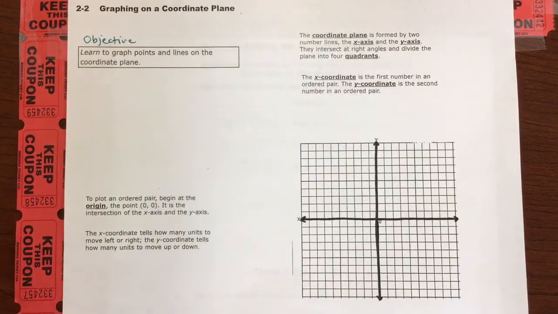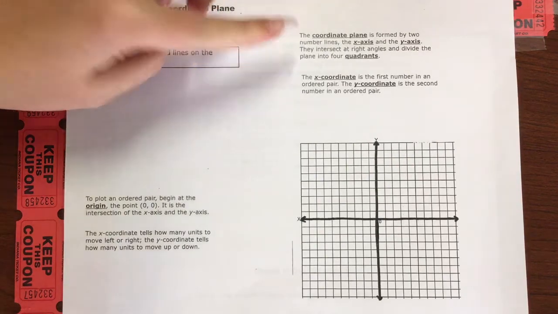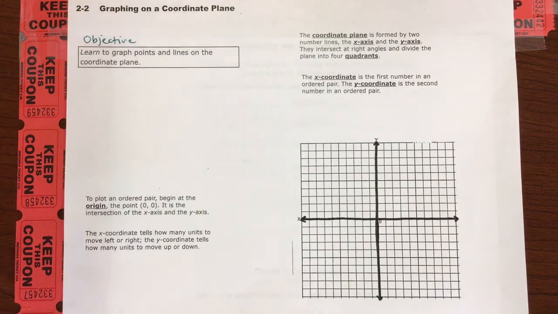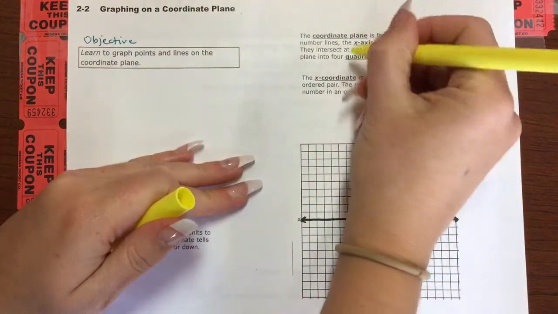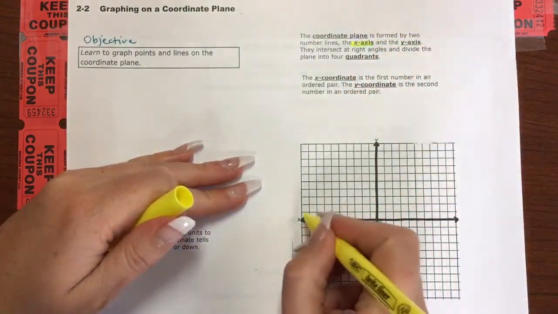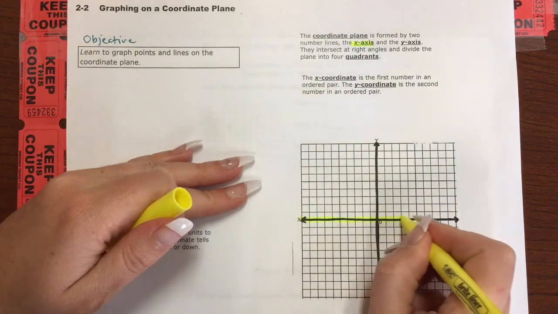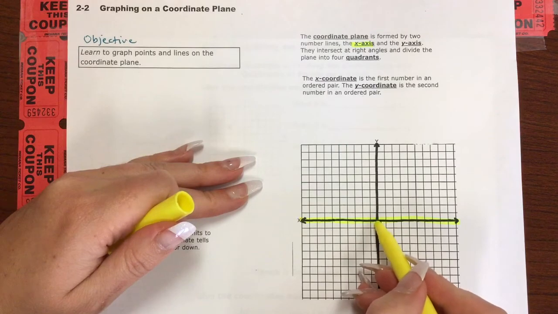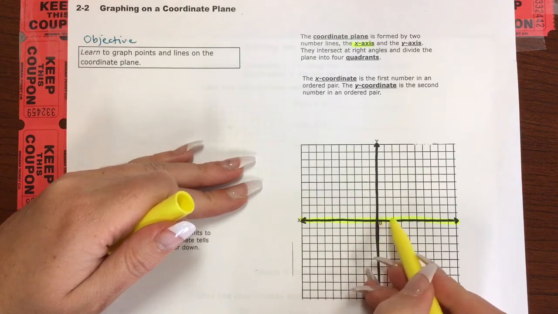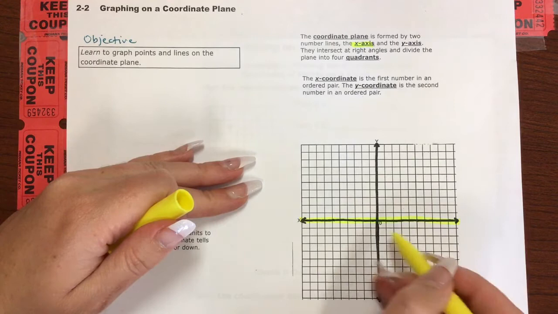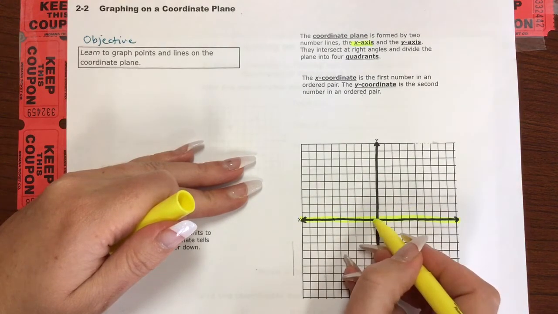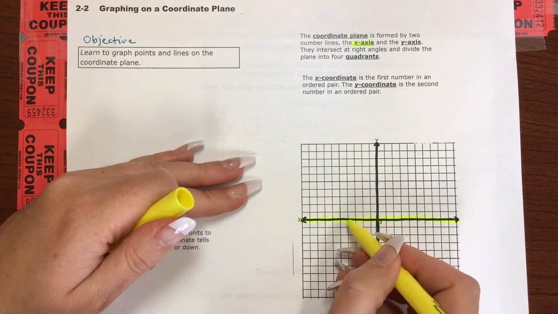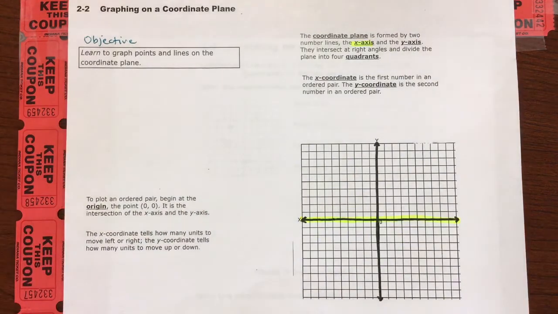So the coordinate plane is formed by two number lines, the x-axis and the y-axis. The x-axis, I'm going to make that in yellow, and this right here is the x-axis. It includes positive numbers. This is 0 right here. Positive 1, 2, 3, 4, 5, and so on. And then to this side of the x-axis after 0 is negative 1, negative 2, negative 3, negative 4, and so on.